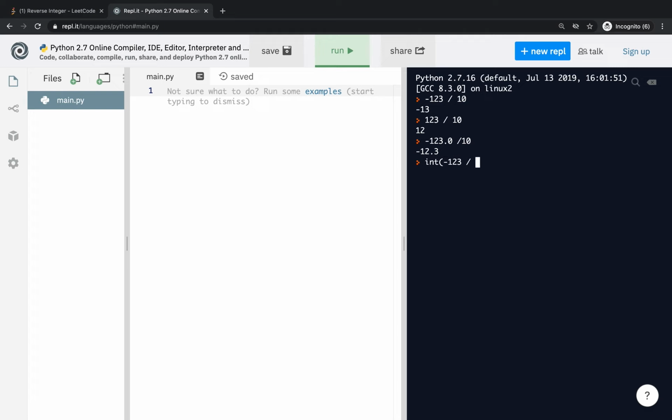Negative 123 divided by 10.0, right? So this will give us negative 12.3, and then we make that into an integer, and it just chops off the end. So that'll give us negative 12. So for our division, we just have to make sure each time we're dividing a negative number, we make it into a float first, and then cast it as an integer.